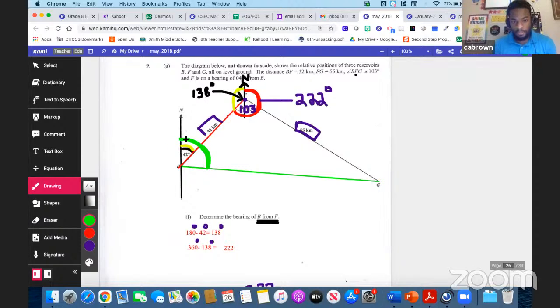The only part that we know is that this part is 42 degrees. It therefore means that we need to find this angle right here. When we're done, we need to find the sum of the unknown angle plus 42, because from B to G is this entire angle. Always remember that it's in relation to north. So we need to find this angle. We have this length right here, which is 55. We also have another angle, which is 103. And now we know that this is 69.6.